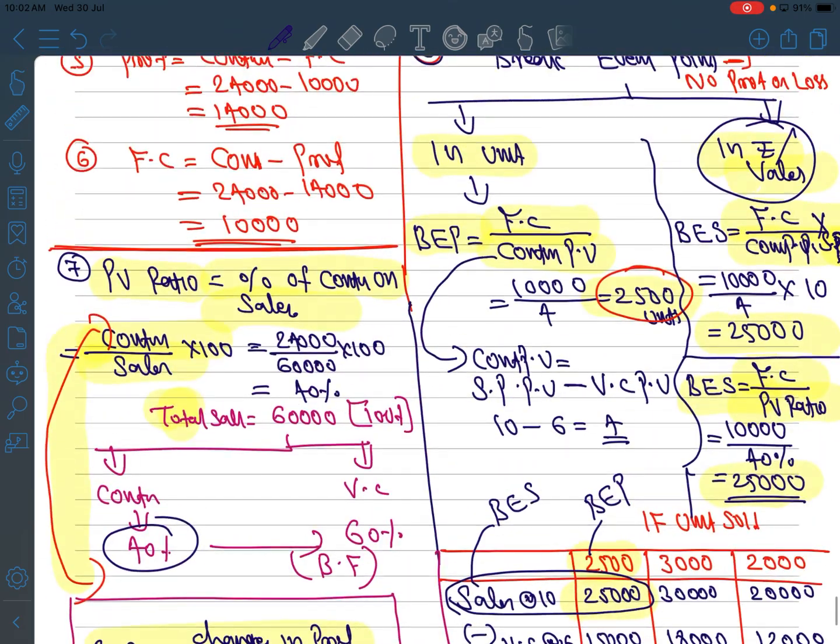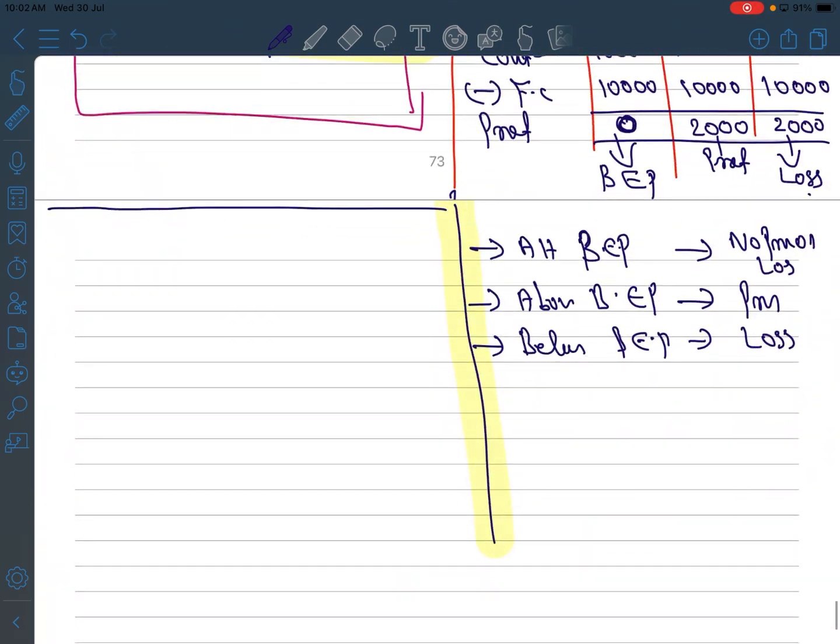Then let's go to the ninth part. What is that? Margin of safety. First I will give the equation.